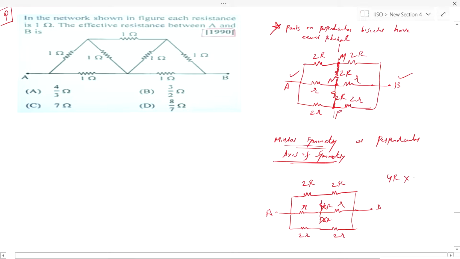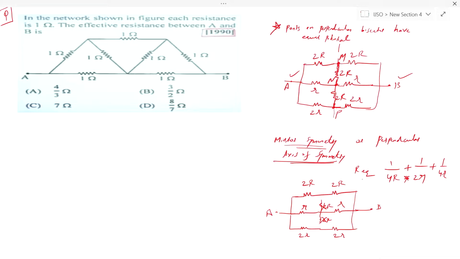4R into 2R. So just 1 by 4R plus 1 by 2R plus 1 by 4R. This is R equivalent. Clear? Is the concept clear or confused? Yes, it's clear. Okay, so this part is clear. So now apply this over here.